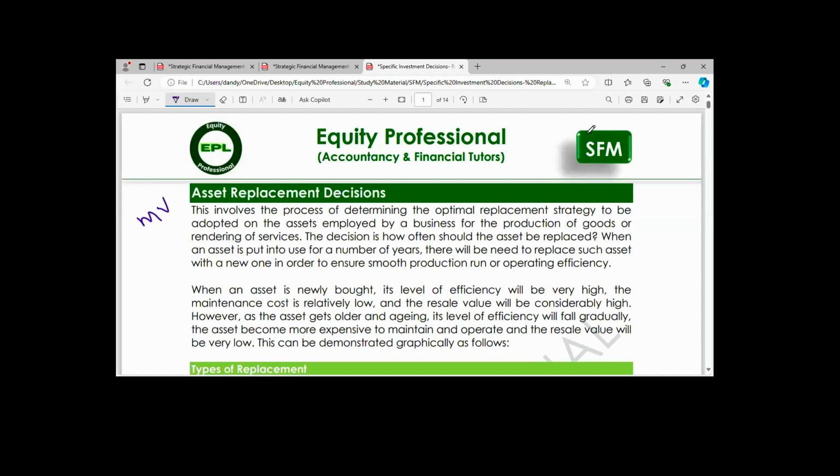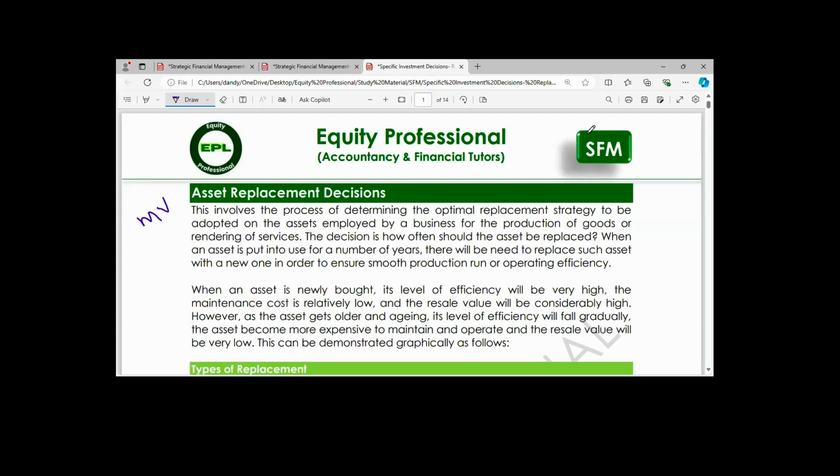Therefore, when you talk about asset replacement, the key thing that management wants to do is to ascertain or determine when and how the non-current assets employed to produce goods or render services should be replaced at a later future date. So the company wants to know when and how they should replace an existing asset. That is basically what we want to discuss tonight.